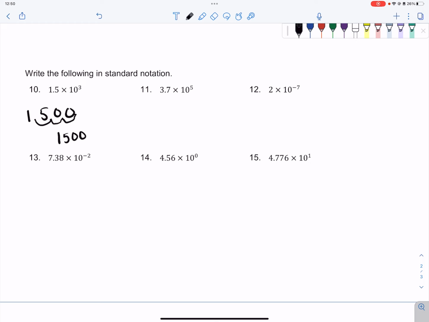The next one, we have 3.7 times 10 to the 5th power. So we're going to have our 3.7, but now if I want to multiply it by 10 to the 5th power, I need to move that decimal place in the direction that's going to make the number larger. So that's going to be to the right. So 1, 2, 3, 4, 5. And now we can fill that in with zeros. So that gives us 370,000 for what that number would be.